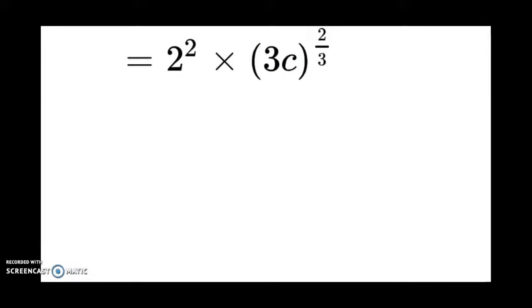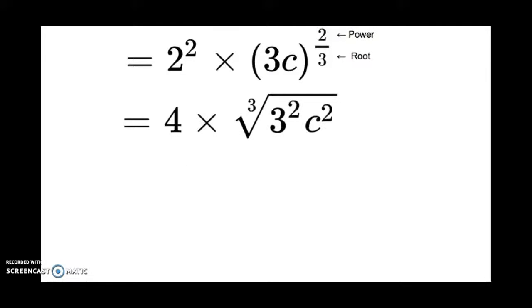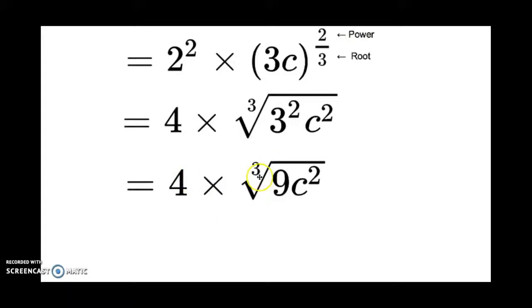2 squared is 4. That we know. Now at this point, we have all this being raised to the 2/3 power. So like earlier, remember that the numerator is the power, and the denominator is the root. So we have a cube root, and the cube root of all of this squared, because the exponent is 2. So we have the cube root of 3 squared and c squared. Raise each of these to the second power. 3 squared is going to be 9. So you have 4 times the cube root of 9c squared, which, simplifying that even further, will be 4 cube root of 9c squared. And that's going to be your answer.